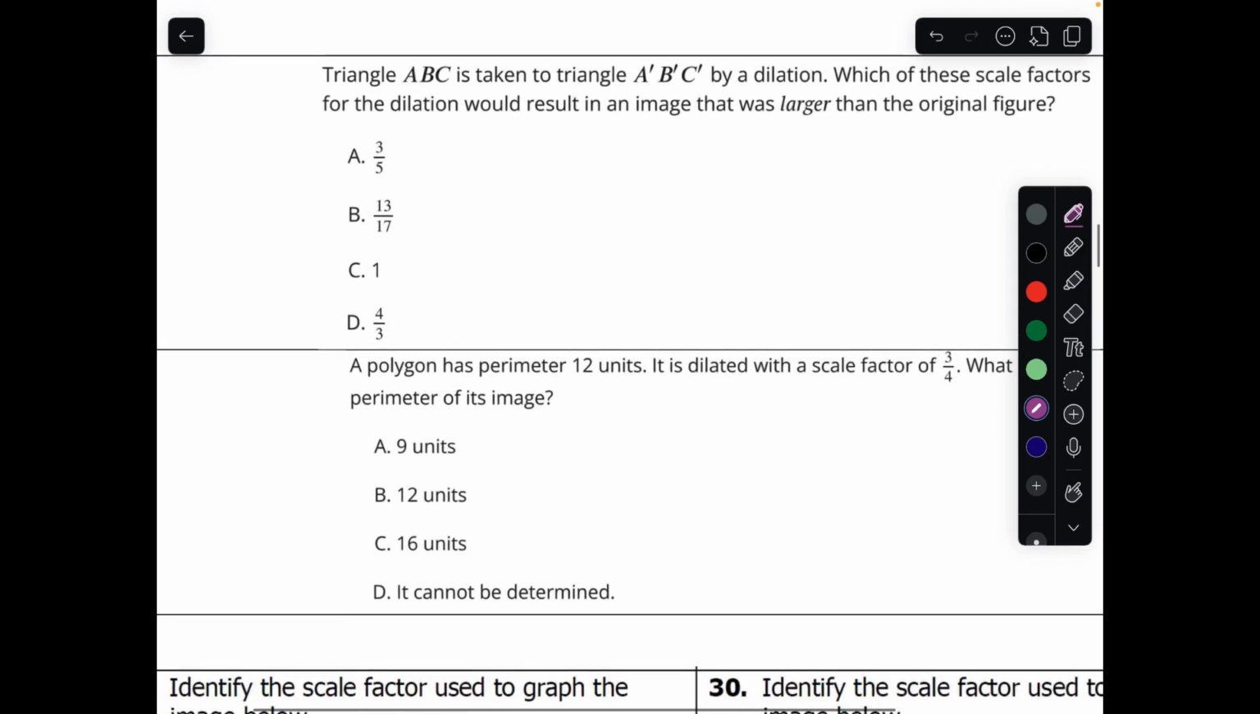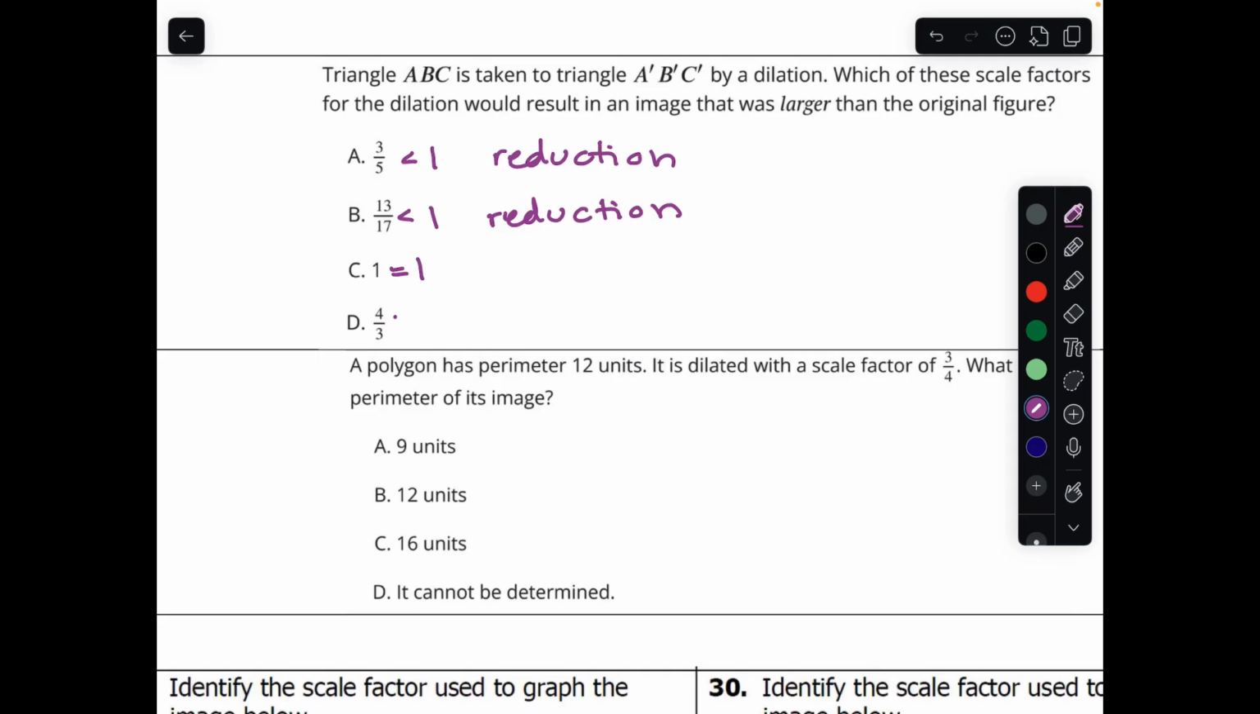So if we're looking at A, we have 3/5. This is less than 1, so this is a reduction. 13/17 is also less than 1. The numerator is smaller than the denominator, so this is a reduction. 1 is equal to 1, so this would not change the shape either way.